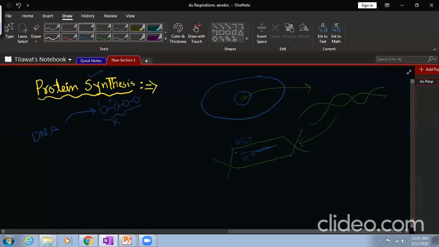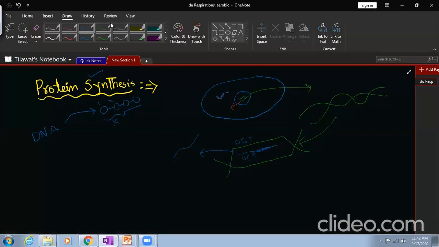Now this messenger RNA will come out. For example, this is that messenger RNA. This will now move toward the cytoplasm by passing through the pores of the nuclear membrane. Okay, small holes, through that it will come out to the cytoplasm. Right now, this messenger RNA is here, outside in the cytoplasm.